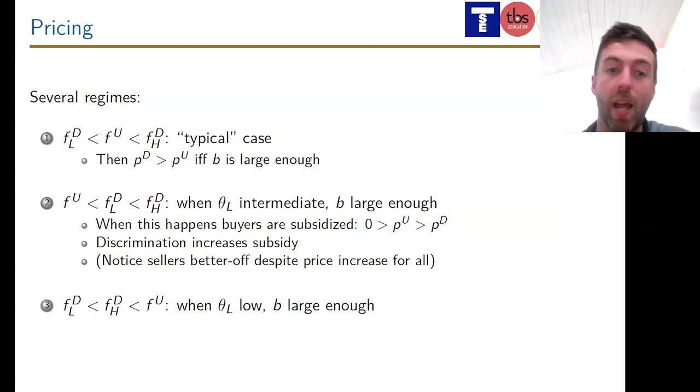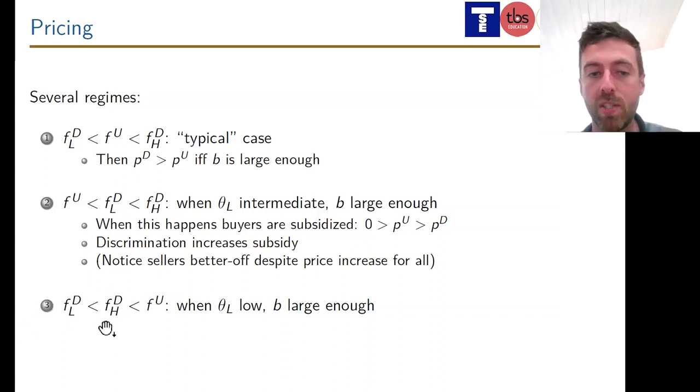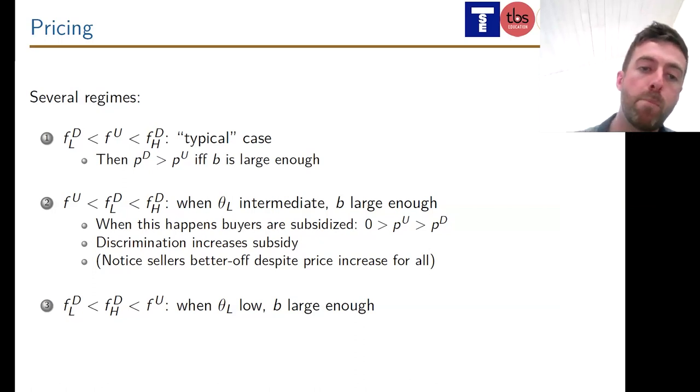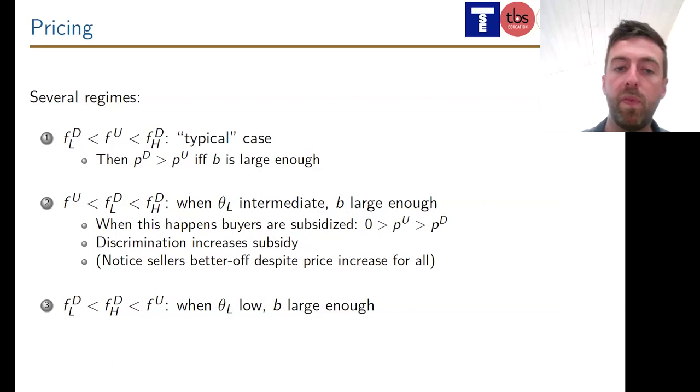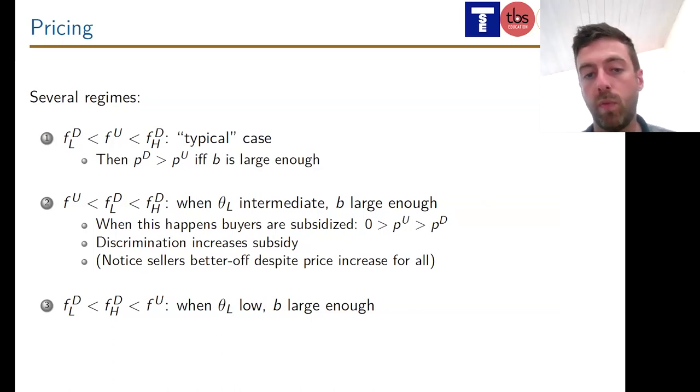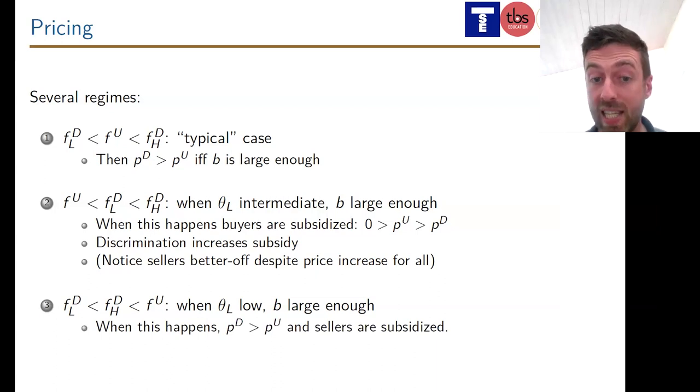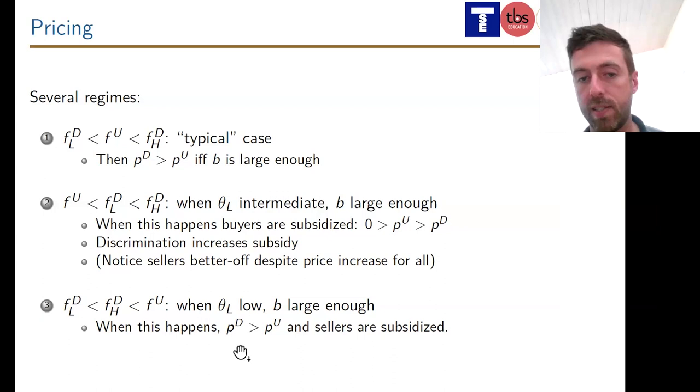Finally, there's also, you know, almost anything can happen, because actually in this model, FL is always going to be below FH, but it could be the case that both types end up paying a lower fee under discrimination than under uniform pricing. When this happens, we find that the sellers are subsidized. So that means I should have added this inequality. So FU is also negative. And in this case, the platform wants to increase the price to buyers when it can price discriminate.